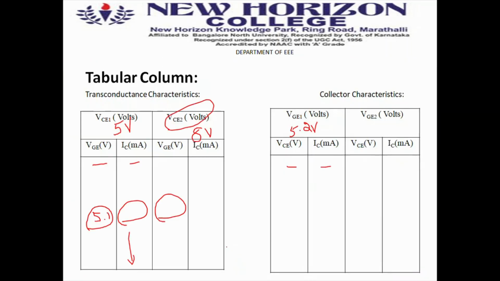So with these values, we are able to draw the graph for both transconductance as well as collector characteristics. For the second tabular column for collector characteristics, we can try some other higher value, for example 5.3 or 5.4 volt, right? So with this we are able to draw the graph for transconductance and collector characteristics. Thank you.